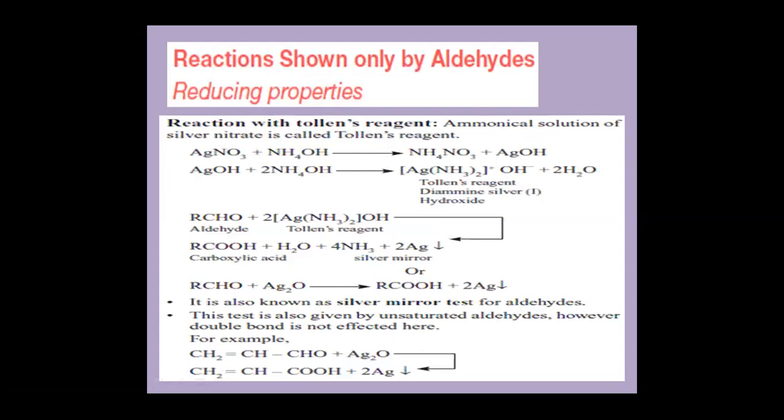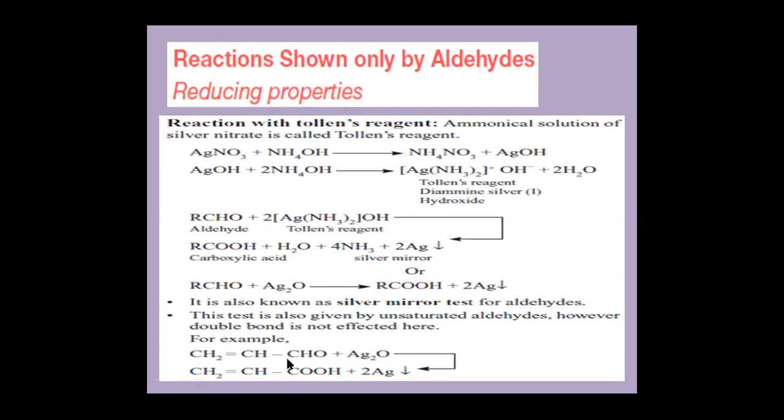A reaction shown only by aldehydes: reducing properties. Reaction with Tollens reagent. Tollens reagent is nothing but ammoniacal silver nitrate solution. When an aldehyde is treated with Tollens reagent, it gives a silver mirror or a black precipitate. So this reaction is also known as the silver mirror test for aldehydes. This test is also given by unsaturated aldehydes. However, the double bond is not affected here.